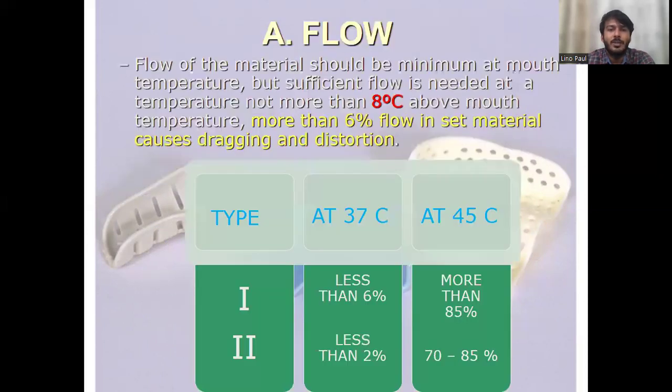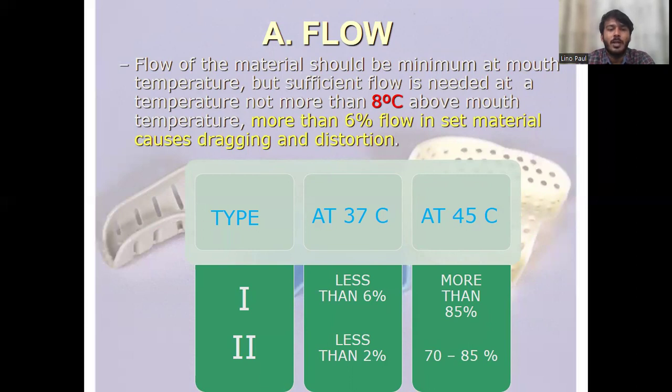Rheological properties, that is flow. Flow of the material should be minimum at mouth temperature, but sufficient flow is needed at a temperature not more than 8 degrees Celsius above the mouth temperature. So above that, there should be sufficient flow. More than 6% flow in the set material causes dragging and distortion. So the maximum flow that we require is about 6%.